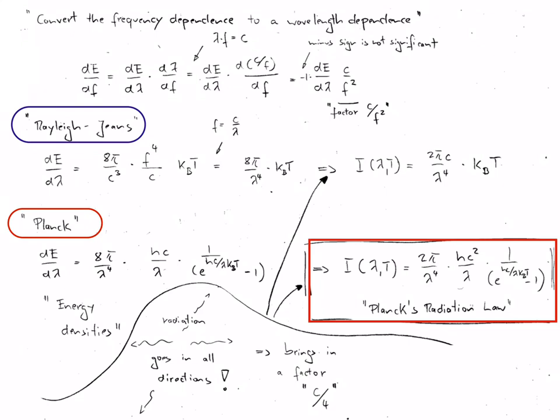Making the same changes, Max Planck's radiation law in its final form is given by 2π/λ⁴ times Planck's constant h times c² divided by λ, times the Boltzmann factor 1 over e to the power of hc divided by λk_B T, minus 1.